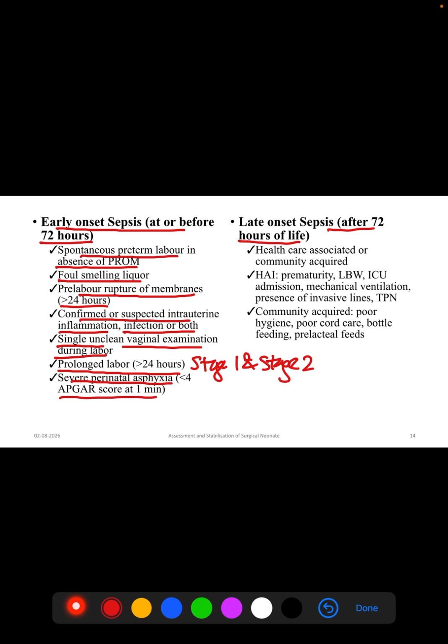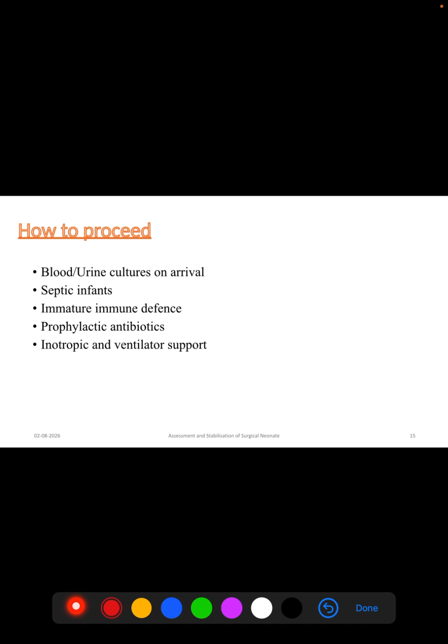लेट ऑनसेट की बात करें तो it can be either a health care associated sepsis or a community acquired sepsis. When we are talking about healthcare associated infections, the risk factors are prematurity, low birth weight baby, if a neonate is requiring ICU admission, and if it is requiring mechanical ventilation, if there is presence of invasive lines and the neonate is on TPN. Then community acquired problems क्या हो सकते हैं कि पुअर हाइजीन है, पुअर कॉर्ड केयर है, बॉटल फीडिंग कर रहे हैं, प्री लैक्टियल फीड्स. ठीक है, तो हमको we have to be aware of all these risk factors. देन हाउ टू प्रोसीड, कैसे आगे बढ़ना है.